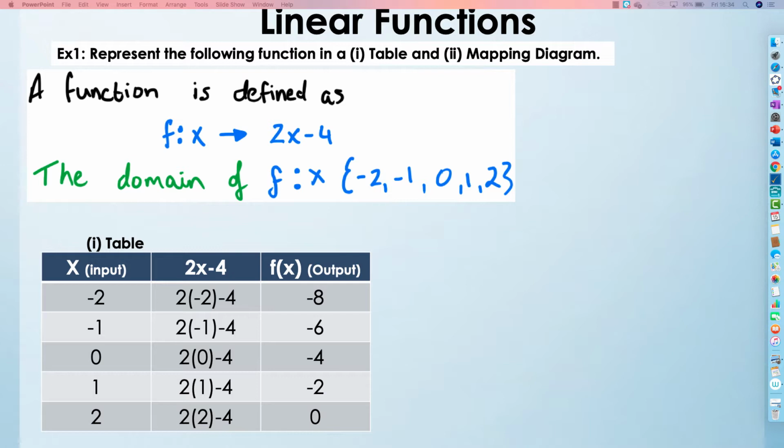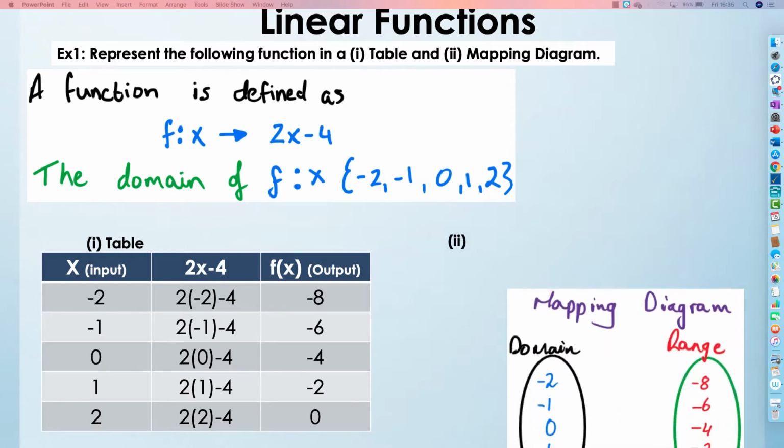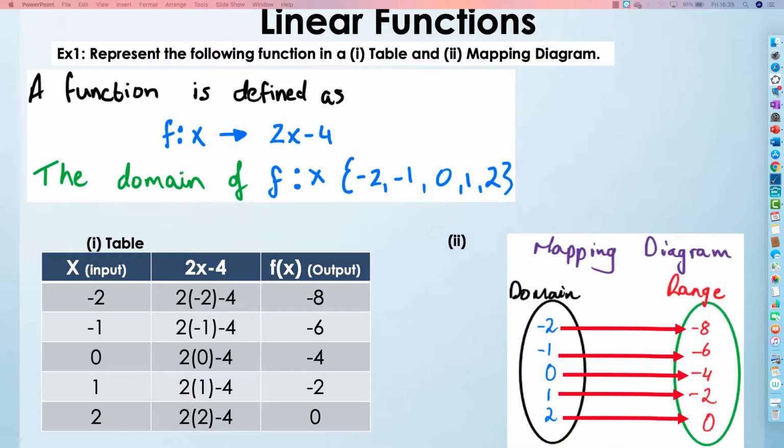So, here's all our inputs. What's another name for all of our inputs put together, guys? Domain. So, here is all our outputs. What's another name for our outputs put together? Range. Exactly. And they map onto each other like this. Minus 2 maps over to minus 8. Minus 1 maps over to minus 6. 0 to minus 4. 1 to minus 2. And 2 to 0. So they map onto each other, because we've got our inputs, we put them through our function, and we came out with our outputs. Is that okay?